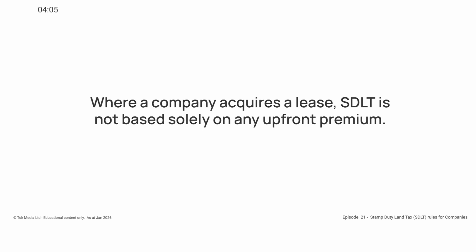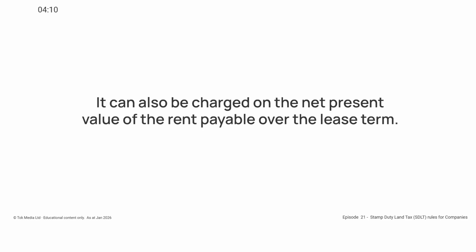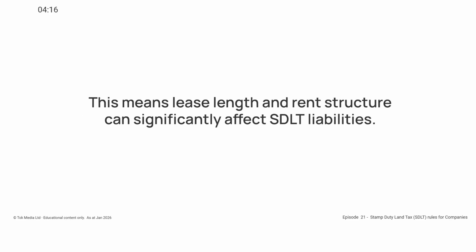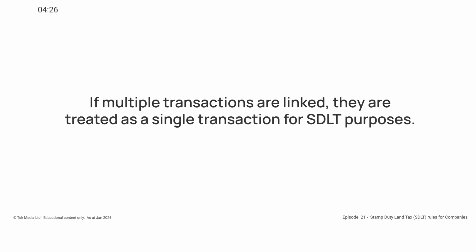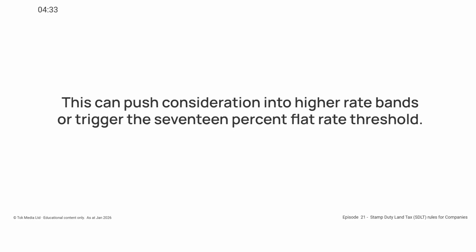Where a company acquires a lease, SDLT is not based solely on any upfront premium. It can also be charged on the net present value of the rent payable over the lease term. This means lease length and rent structure can significantly affect SDLT liabilities. SDLT also includes linked transactions rules. If multiple transactions are linked, they are treated as a single transaction for SDLT purposes. This can push consideration into higher rate bands or trigger the 17% flat rate threshold.